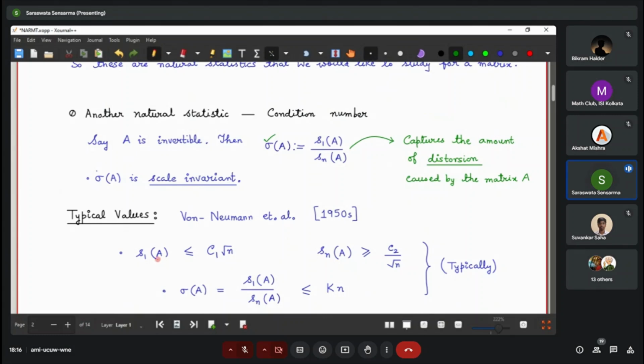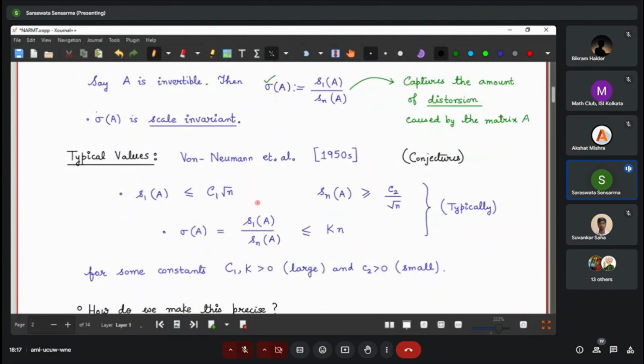As it turns out, von Neumann and others in the 1950s ran very extensive computer simulations, and they came up with these hypotheses or conjectures given here: the largest singular value is about the order of square root of n, but not much larger than that. The smallest singular value is of the order of 1 over square root of n, but not much smaller. Most matrices are invertible, so we would expect a value greater than 0 here, and we do get a strictly greater than 0 value.